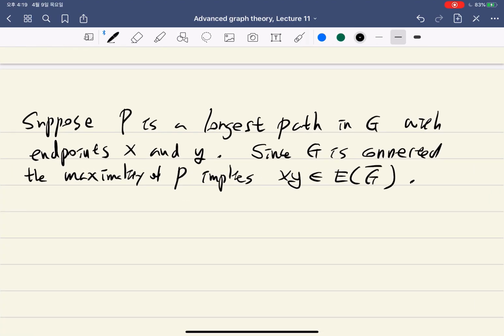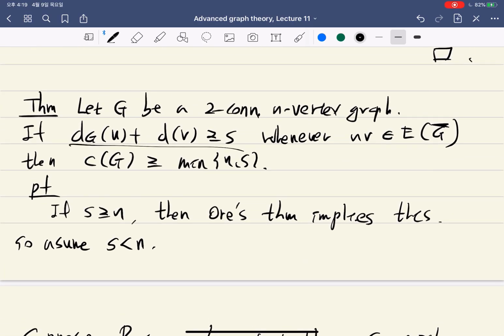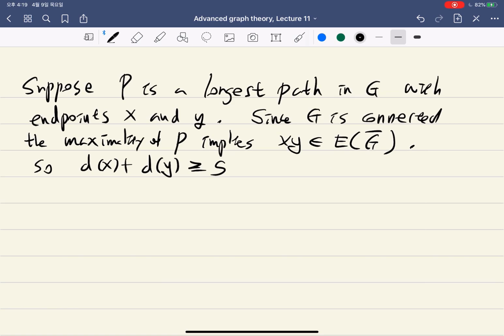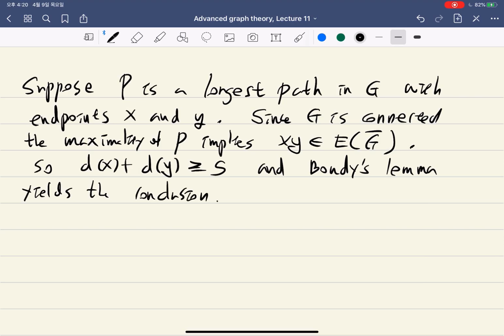So what do we know? This is not an edge. So the condition implies the summation of the degrees is at least S, and Bondy's lemma is the conclusion.